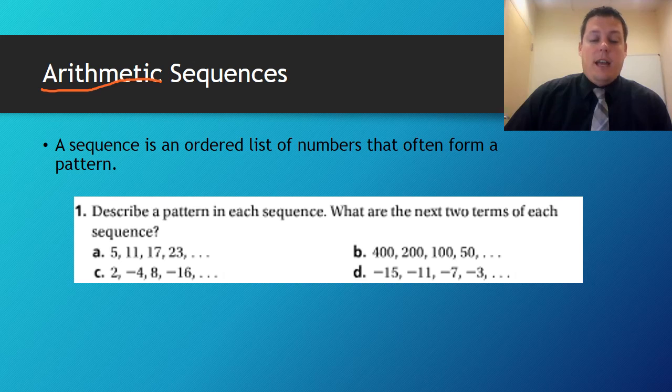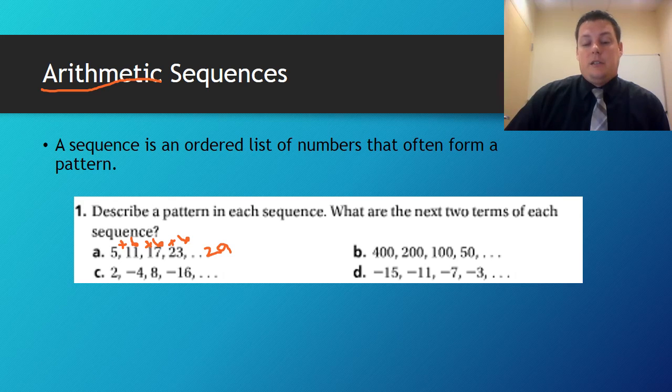So if we look at A, we can try and see a pattern here. Does anybody see the pattern? Hopefully, you could see that between each one of these, you're adding 6. So the next one in this pattern would be 29.